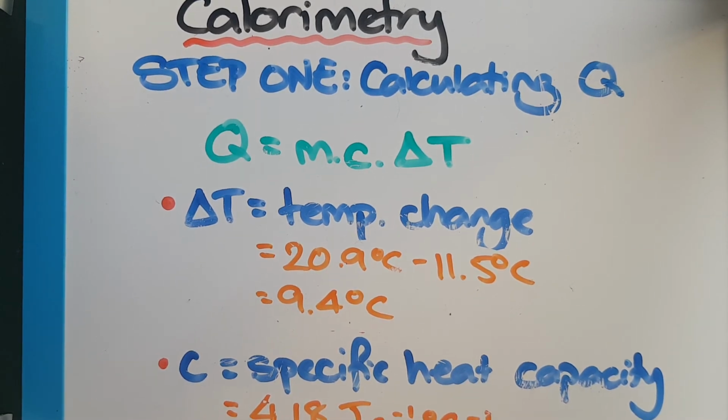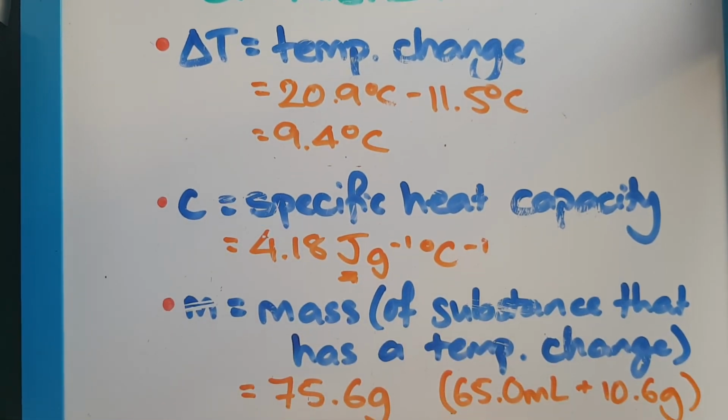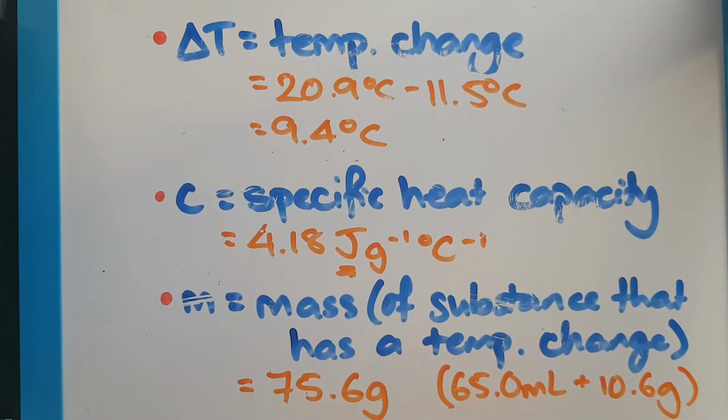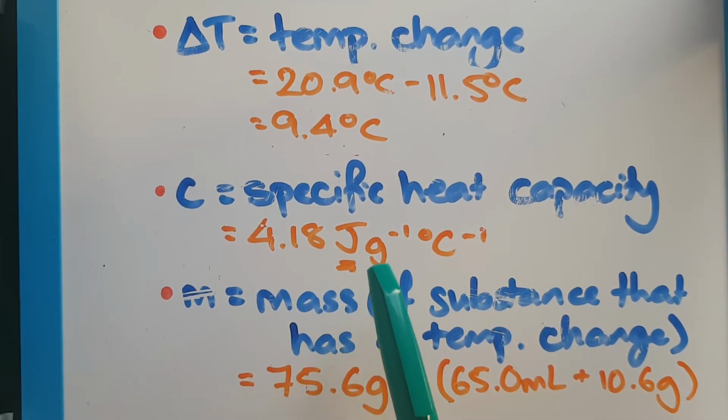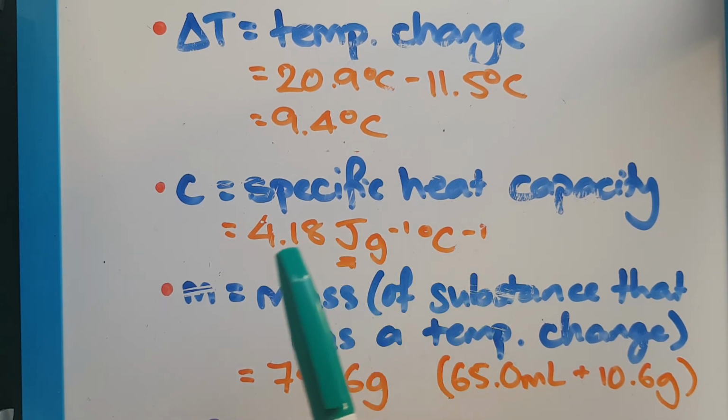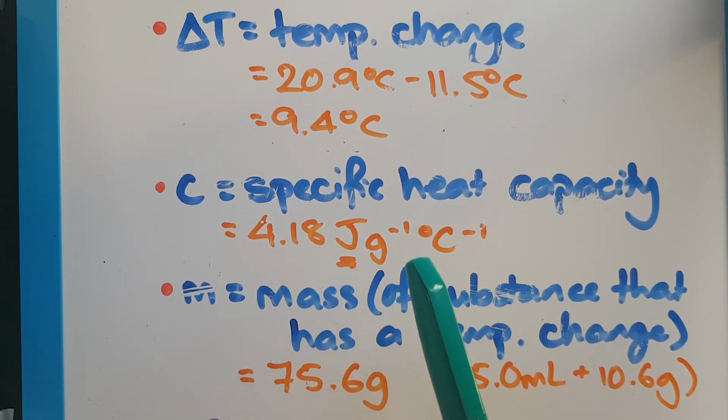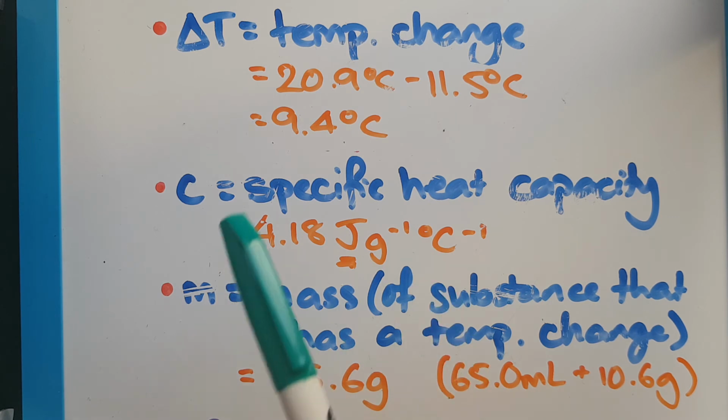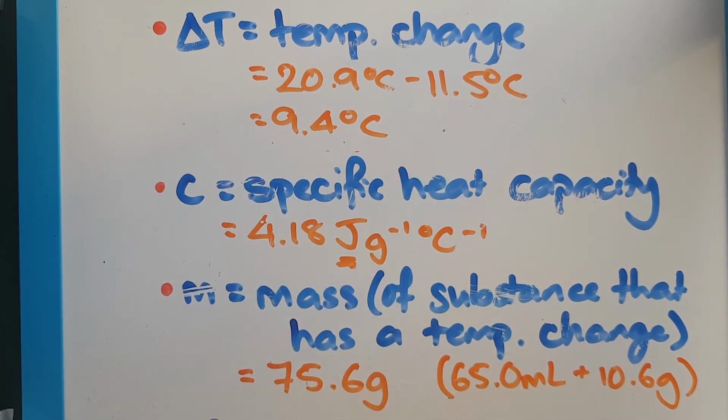After you've got your temperature change, you're often given the specific heat capacity in the question. Do note that it's in joules per gram per degree Celsius, so we're probably going to need to change this into kilojoules at the very end. We might as well work with this to start with, but at the very end, when we have our Q, our energy value, we're going to convert that into kilojoules because it's more useful.